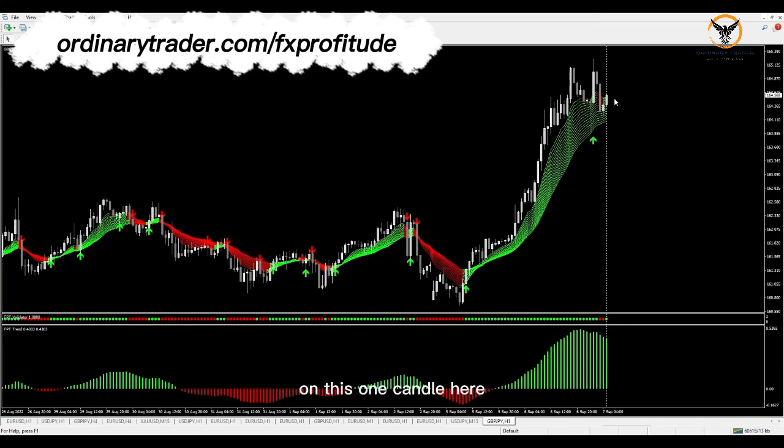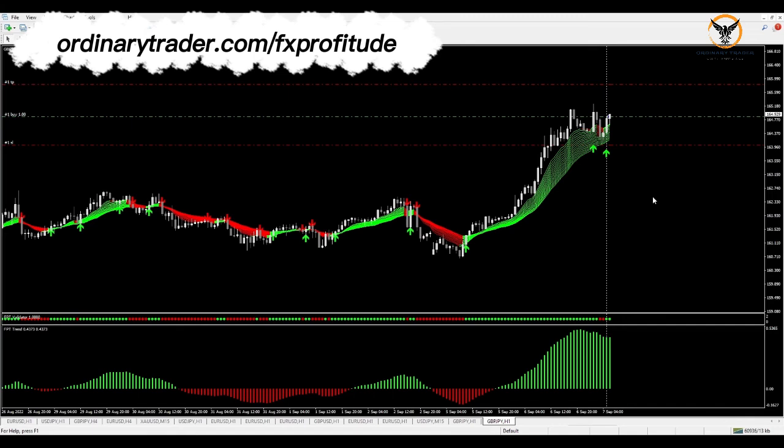On this one candle here, the validator dot has turned back to green, and this could be part of the signal that we want to see. All that's left is for the arrow like this one here to appear underneath the current candle when it closes. And if that happens, I will be placing a buy trade. So I'm going to wait for that. And if I do get that, I'll be back.